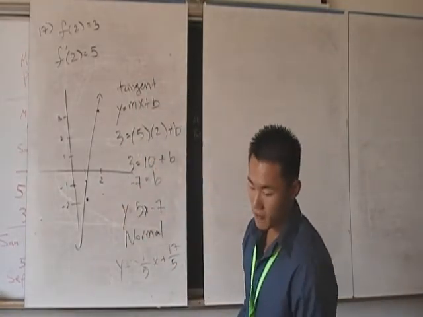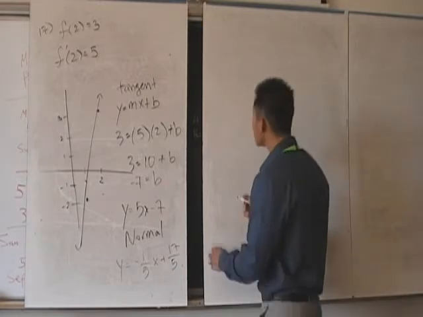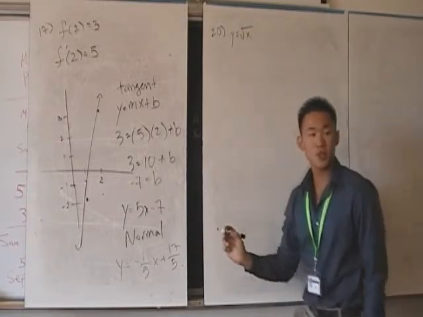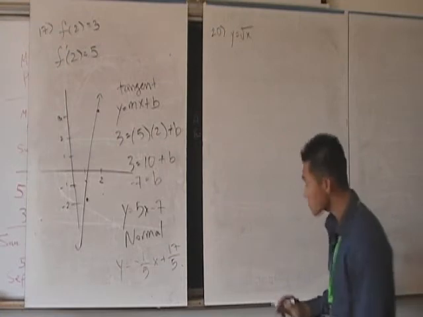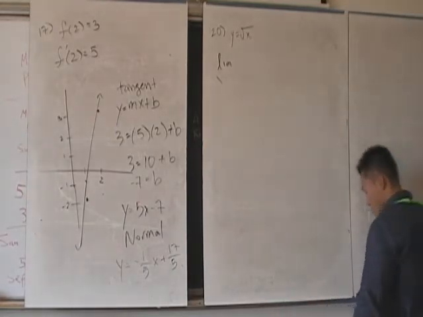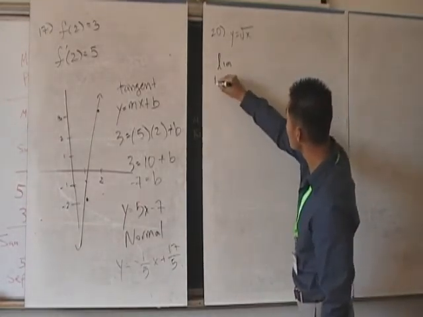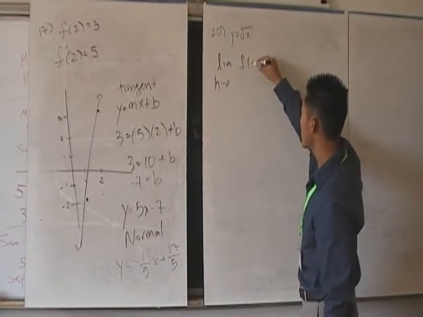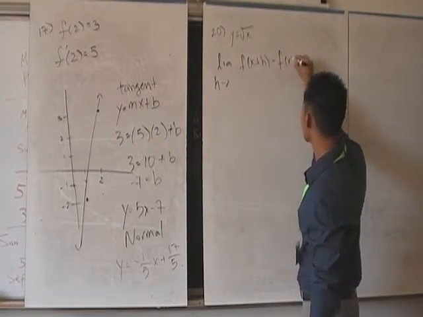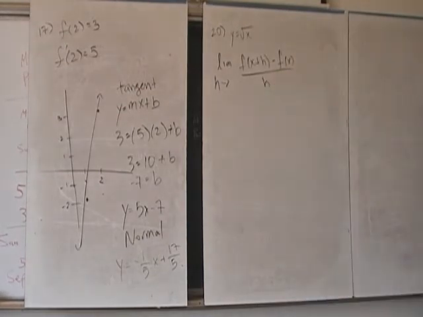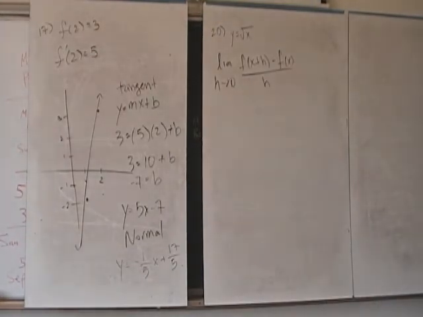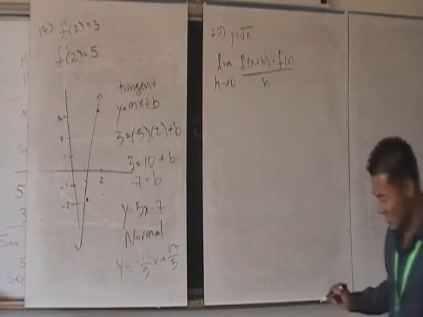Alright, so for number 20, we got to find the derivative of y equals the square root of x. To find the derivative, you're going to use the formula for the derivative: the limit as h approaches 0 of f of x plus h minus f of x, over h. So you plug it in.